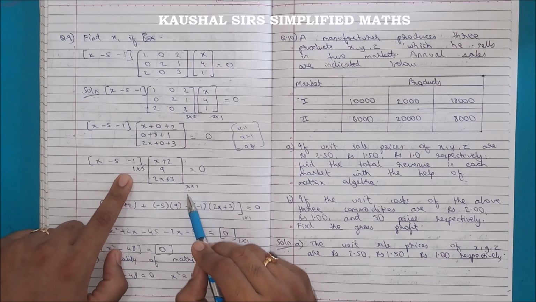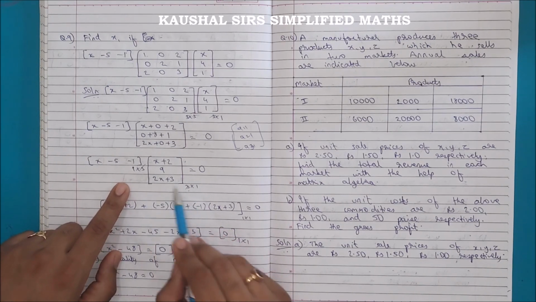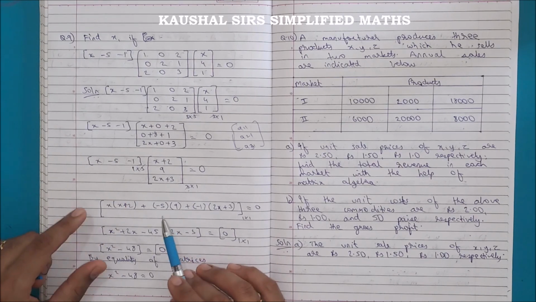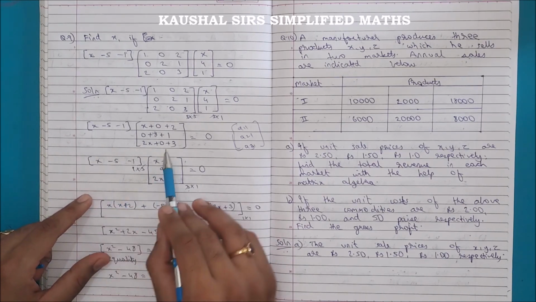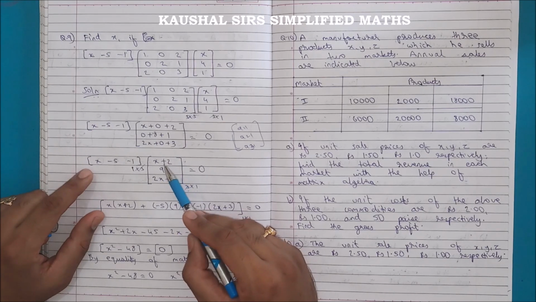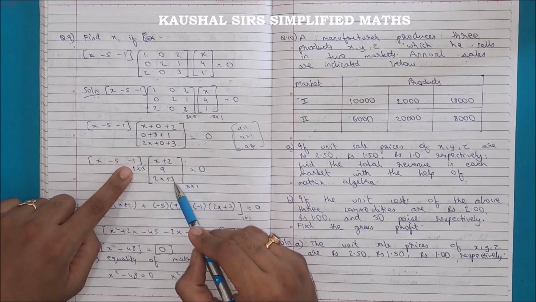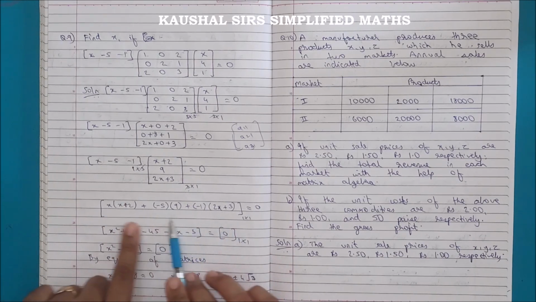Here the order is 1 by 3. Okay, so again multiplication is possible between them and the net order you're going to get is 1 by 1. So let us multiply; 1 by 1 means there is only one row and one column. Okay, so you get x into x plus 2 minus 5 into 9 minus 1 into 2x plus 3. So like this you get the relation.